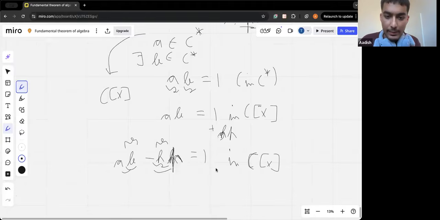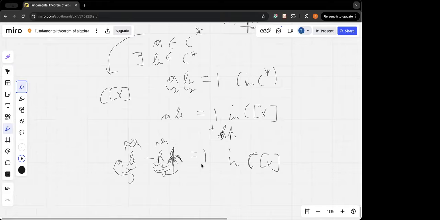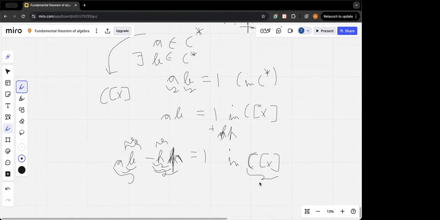And once we have found them, we think of B as an element of C star, and then HP in C star is just 0. So AB in C star is just 1. Is that clear? So B does not necessarily have to be in C, right? Yeah, it has to be in C[x]. It has to be a polynomial in C.